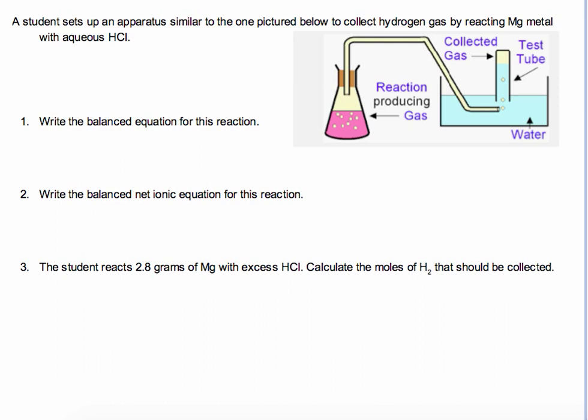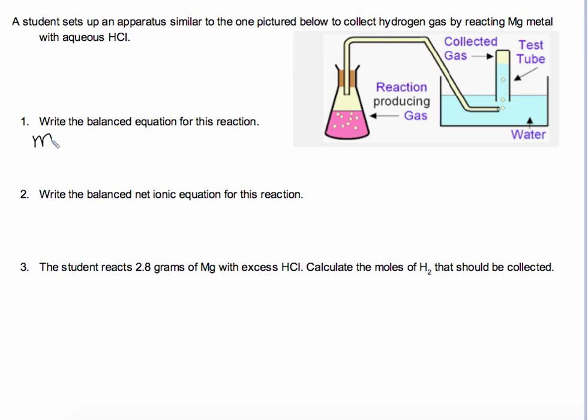Okay, this video is for my 2020 AP test review question number 6. The first thing is they're reacting some magnesium with some hydrochloric acid, and it's making this hydrogen gas, and it's bubbling up, and they're collecting it over water right here. So first of all, write the balanced equation.